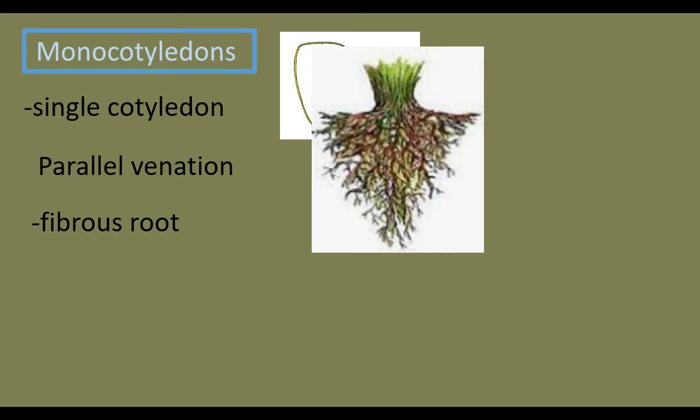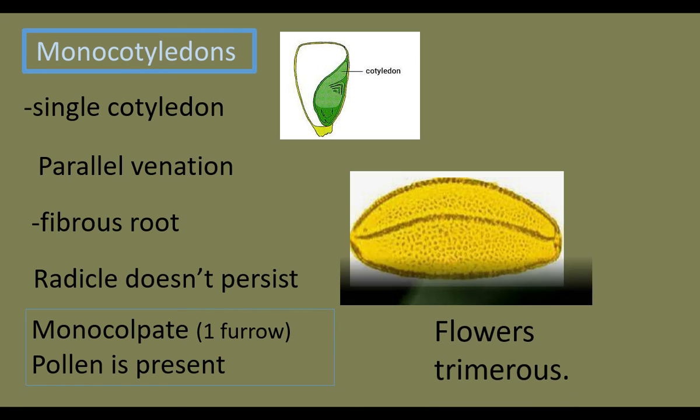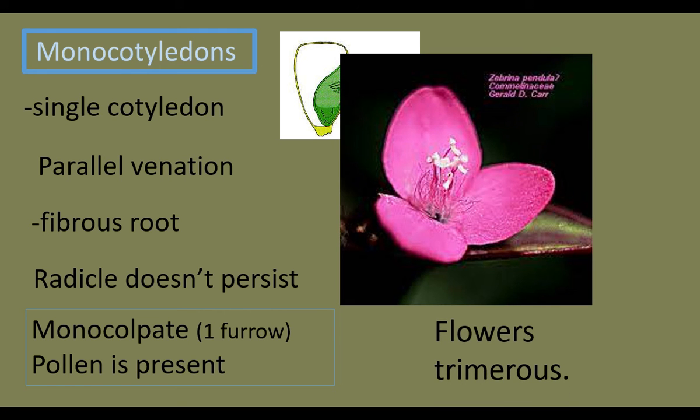The radicle is a short-lived structure. In dicots, the radicle forms a primary root, the main root. In monocots, the radicle is short-lived. A cluster of roots arises from the base of the stem and forms a fibrous root. The radicle doesn't persist, it is short-lived. Monocolpate pollen is present. The pollen has a single furrow. Flowers are trimerous. The floral parts are 3 or multiples of 3 in trimerous flowers.